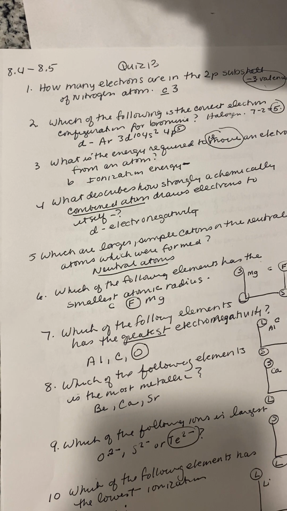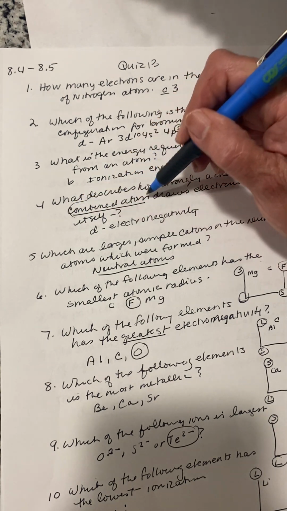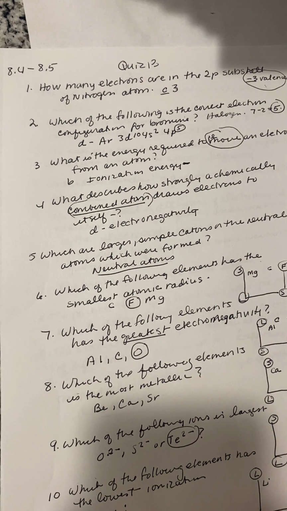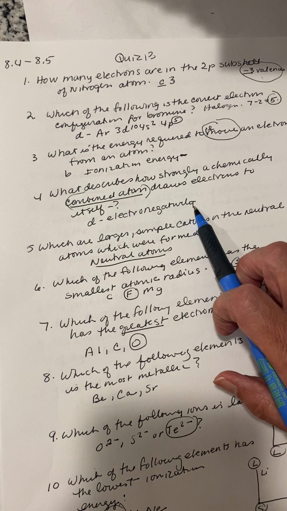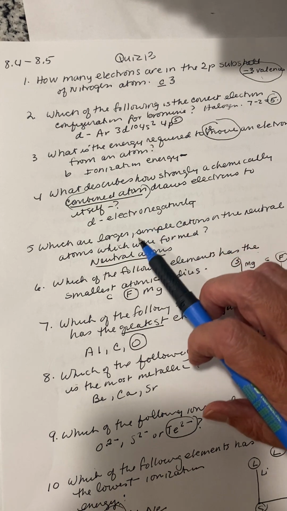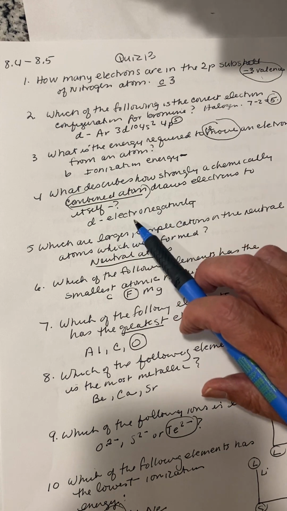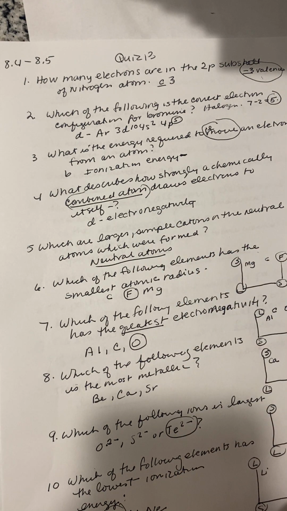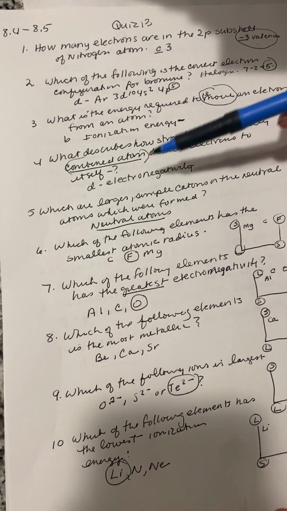What describes how strongly a chemically combined atom draws electrons to itself? The key here is the combined atom. It's not an ion, it's a combined atom. How these atoms draw electrons to themselves is called electronegativity. Electrons are negative, right? So electronegativity means drawing electrons to it. But it's a combined atom.